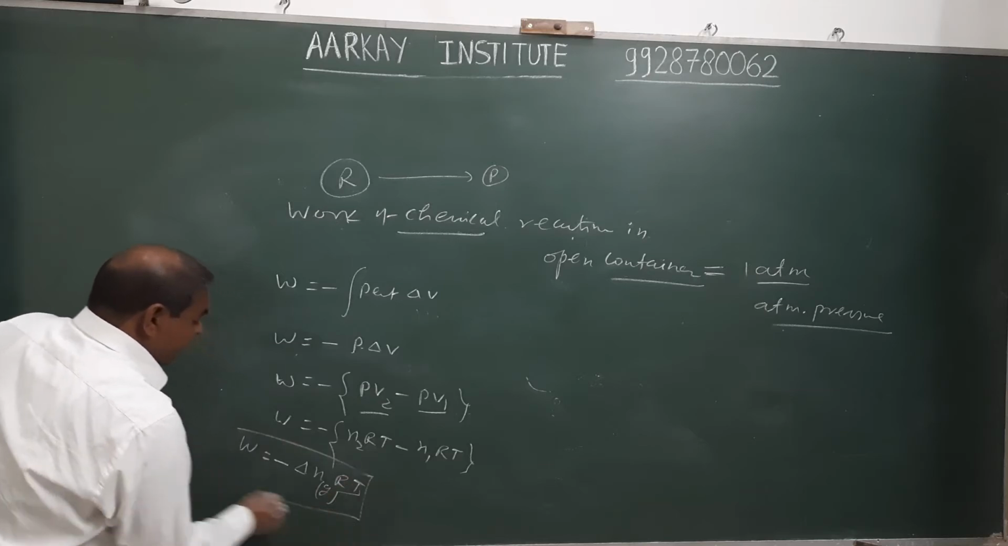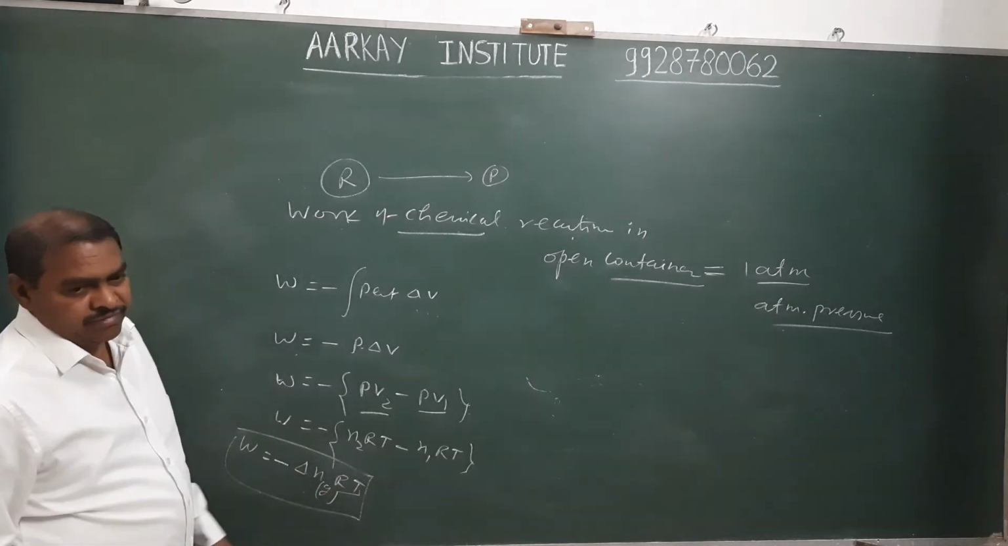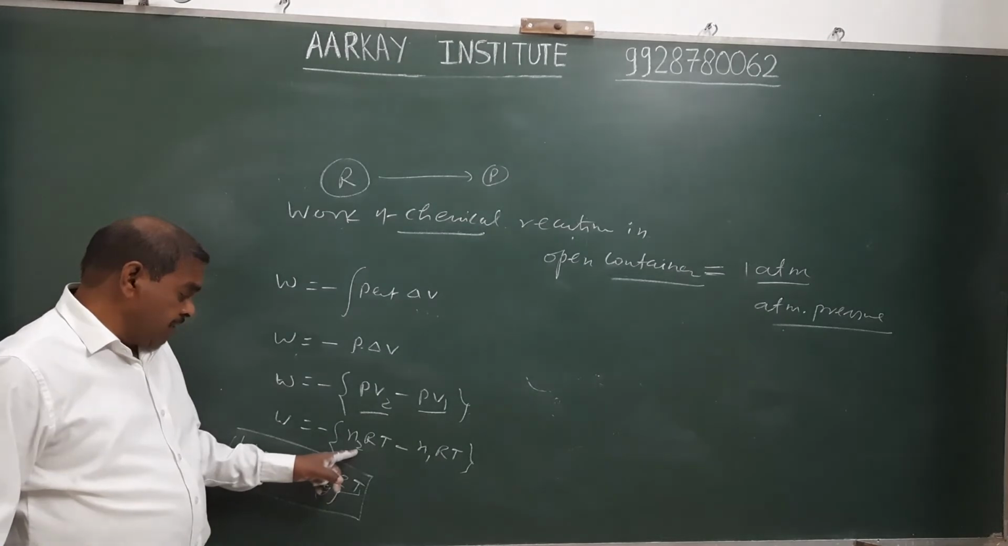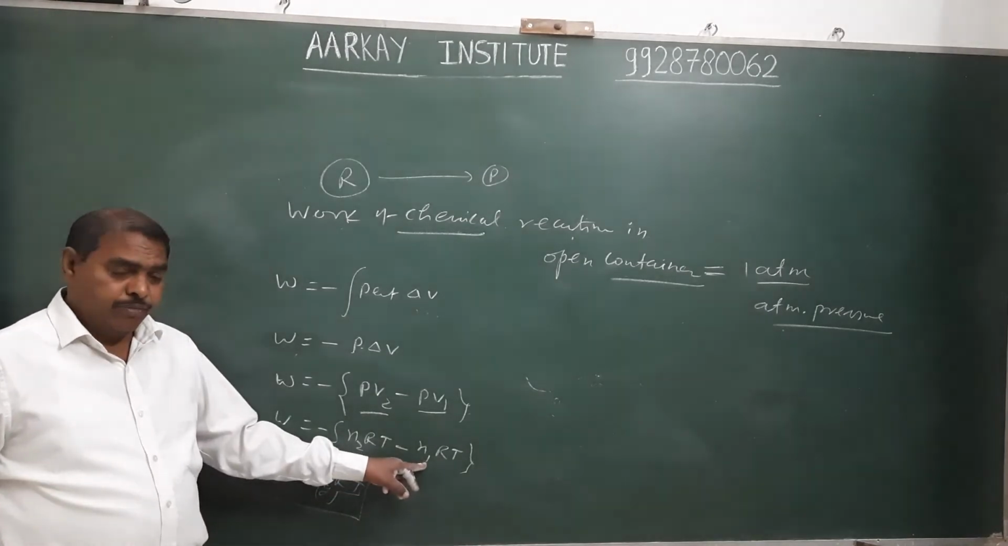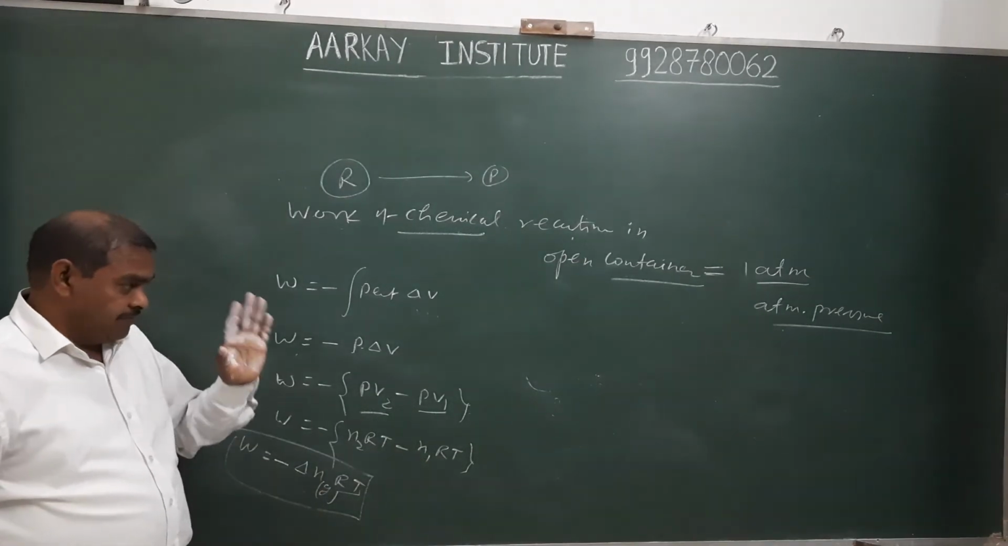Temperature remains constant. Therefore, in the case of a chemical reaction, the work is minus delta ng RT. What do we mean by delta ng? It is the difference of moles of gases of product to reactant. Delta ng. Question.